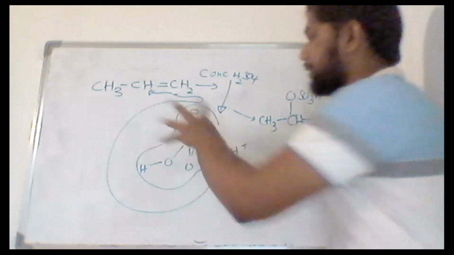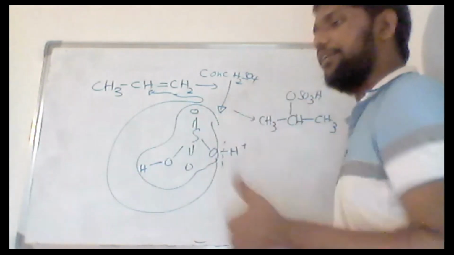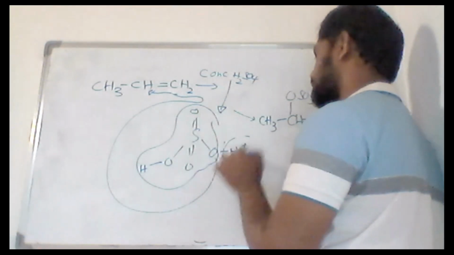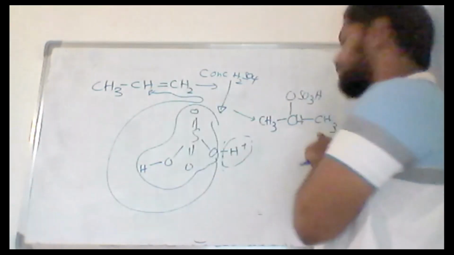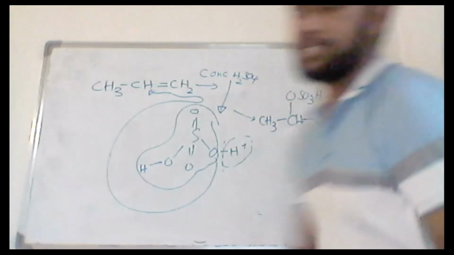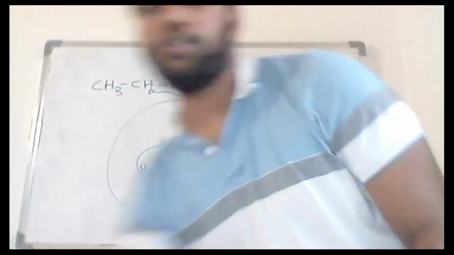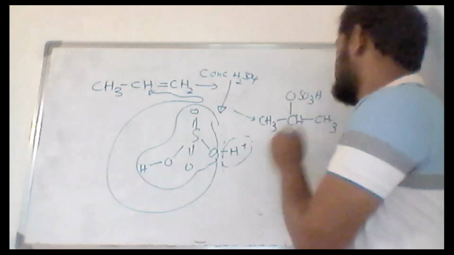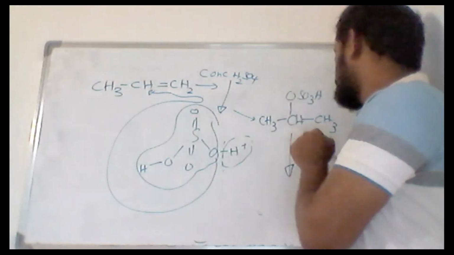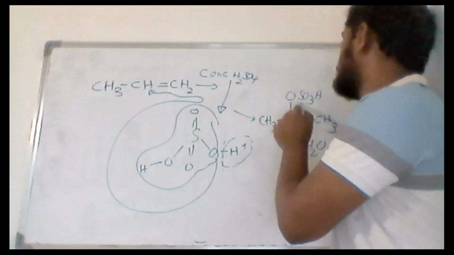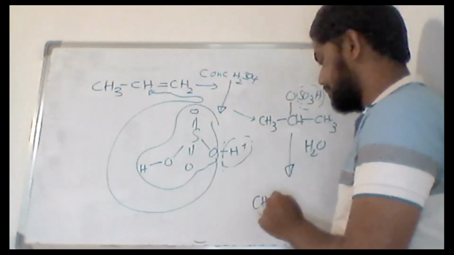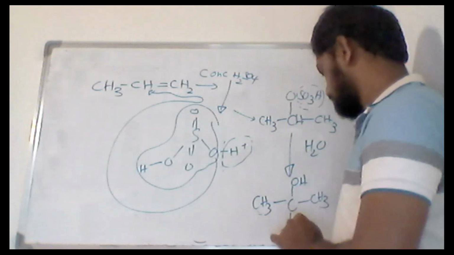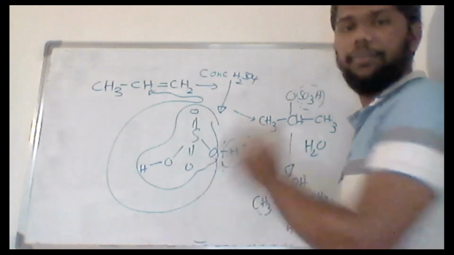Okay, so this is H2SO4. The first step of the reaction is, since this is an electrophile, this H plus will be added to the CH2, which makes this CH3. And in the second process, OSO3H is here. And when you add water, this OSO3H is again replaced. Okay, so this is the final product.